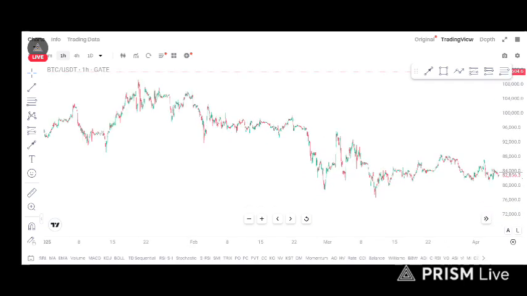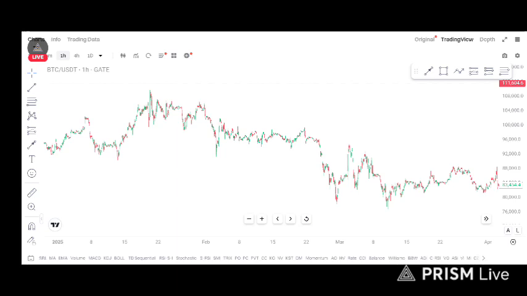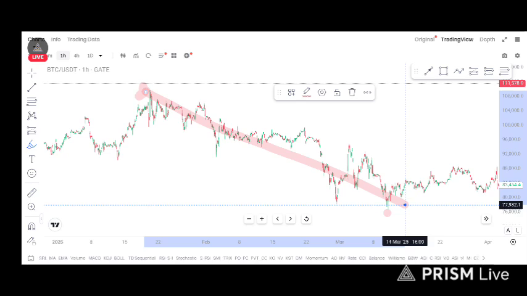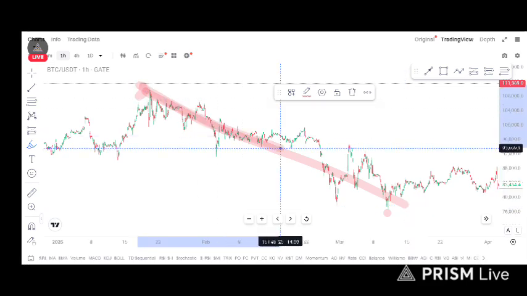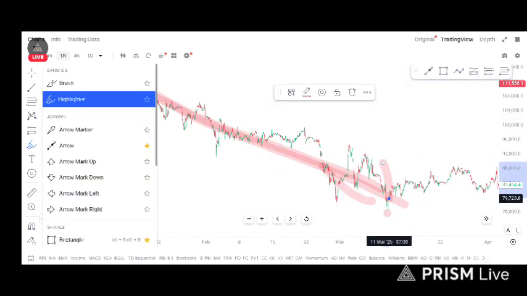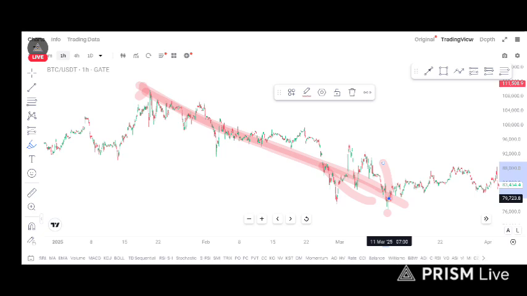And if you look from this point to this point, you can see that it was in a downtrend. It was declining to the downside. Very good, so this is what you call a downtrend. Are you seeing that downward movement? Let me put this here.